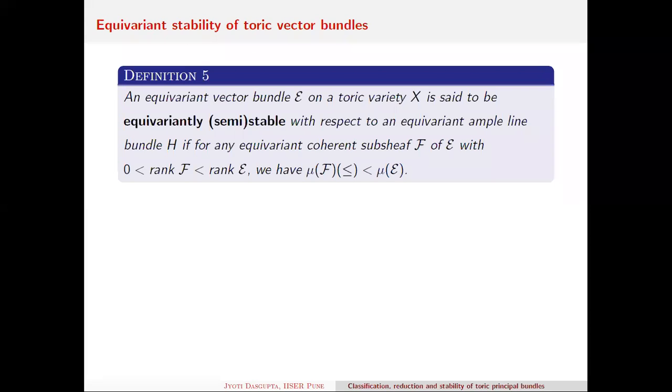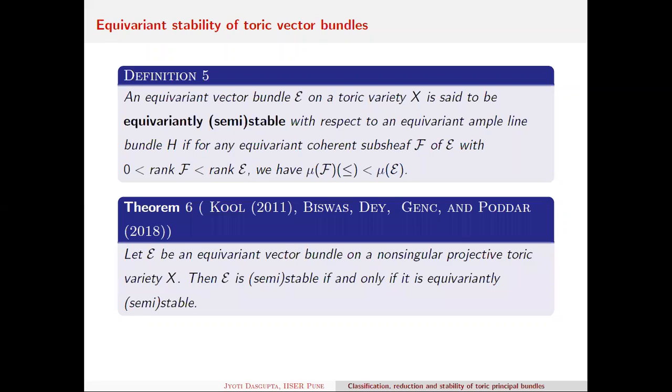But instead of considering all coherent subsheaves of E, we can just restrict our attention to equivariant coherent subsheaves with the same rank conditions, and then with the same slope conditions. So the slope of the subsheaf will have to be less than or equal to slope of E. And if the strict inequality is there, then it will be equivariantly stable. So it is proved by Kool for reflexive sheaves, in fact, equivariant reflexive sheaves, and by Biswas, Dey, and Poddar for torsion-free sheaves, that the notion of semi-stability and equivariant semi-stability coincide.